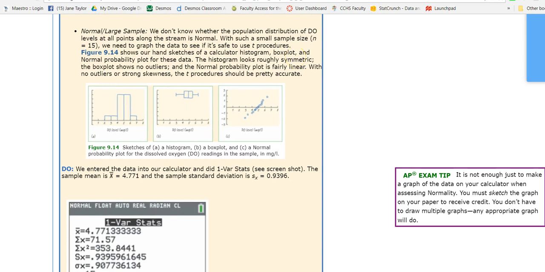Oh yes, I wanted to go ahead and show you. There's the histogram. Notice it's not exactly the same shape as mine, but it doesn't really matter as long as you look at a reasonably shaped histogram with a reasonable number of bars in it.